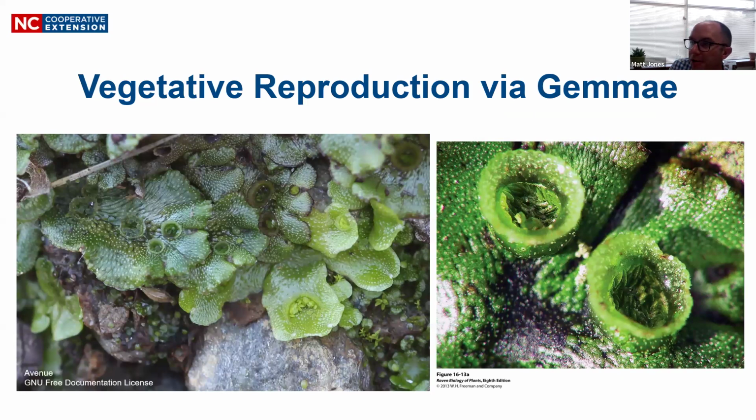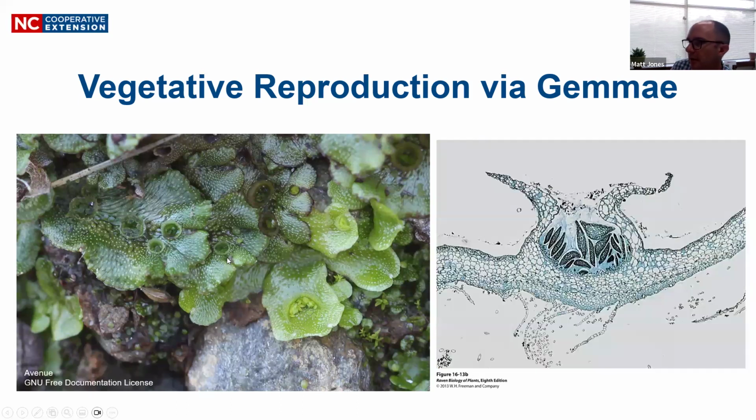Mosses can also undergo vegetative reproduction, especially liverworts. They'll have these cups called gemmae cups, which contain structures called gemmae, and these are just little clones of the parent plant. With splashing water, these individual vegetative propagules will be splashed about and can grow into new clones of the parent plant. So here's a cross section of a gemmae cup, and these are the individual gemmae that can be dispersed from the parent plant and grow into a clone of the parent.